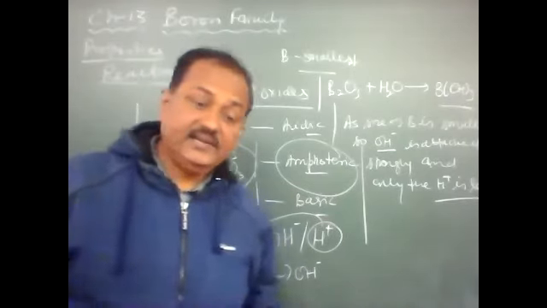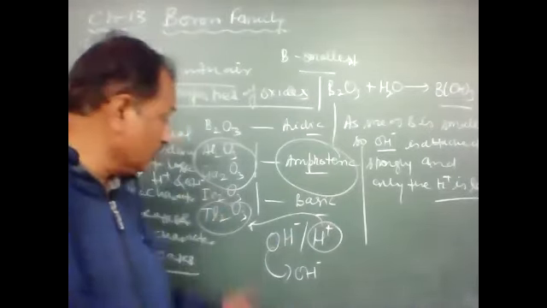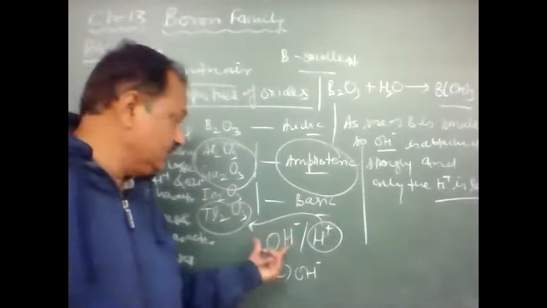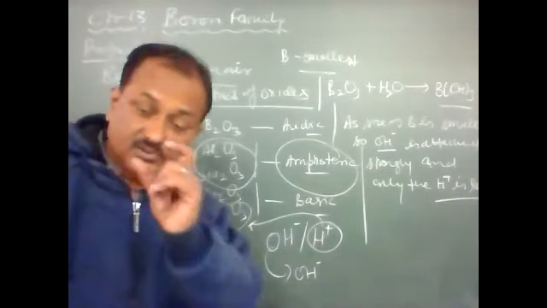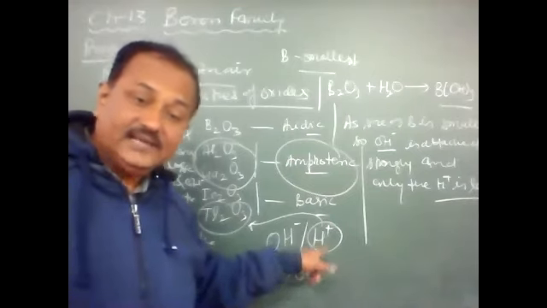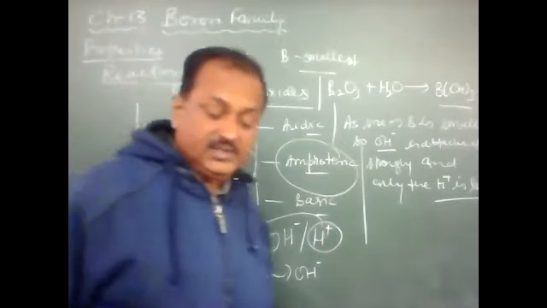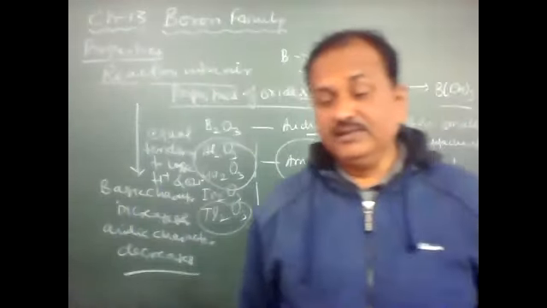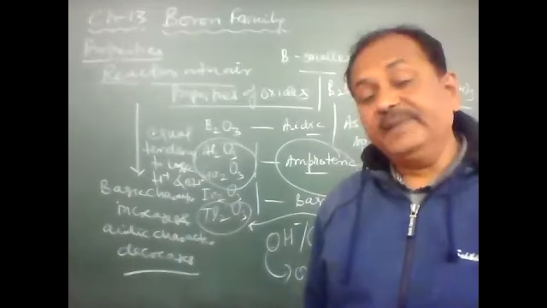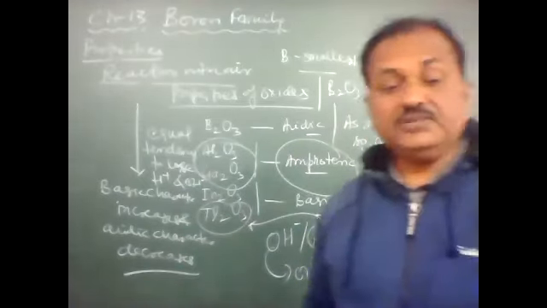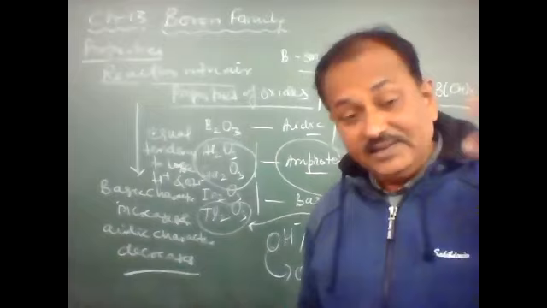So the basic character increases down the group. Indium oxide and thallium oxide are basic in nature because, due to their larger size, they are unable to hold the larger hydroxide ion. So they have a strong tendency to attach the hydrogen ion, and as a result they lose the OH ion. So this is a very important logic and point, that on moving down the group the acidic character decreases and basic character increases. This is all about acidic strength, basic strength, and the trend in the boron group.